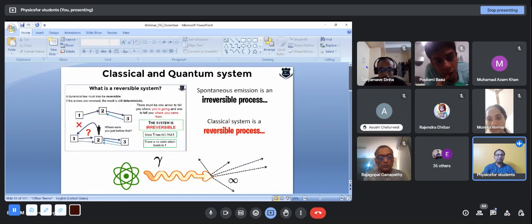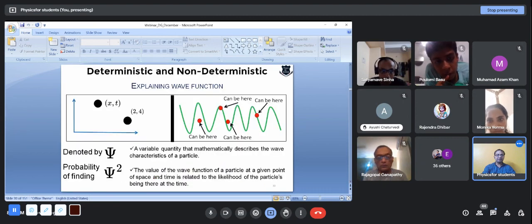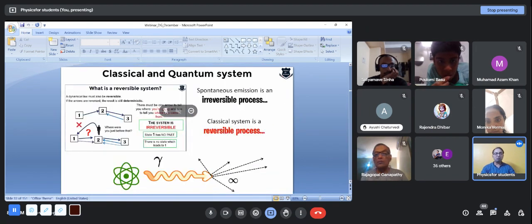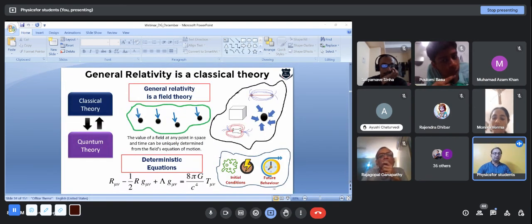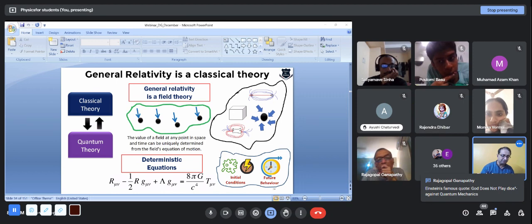Why can we not predict the future? Because of this slide, this one. Because I really don't know where the electron would be. It can be here, here, here, here. So how will I predict the future? This is what tells the difference between a classical system and a quantum system, and why general relativity, or any classical system, cannot describe spontaneous emission. It is all because the future is very unpredictable. God does not play dice, against quantum mechanics.